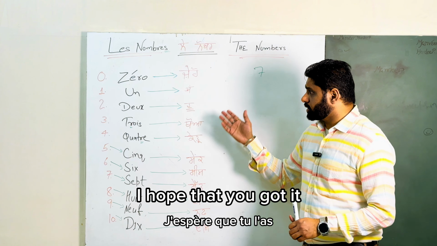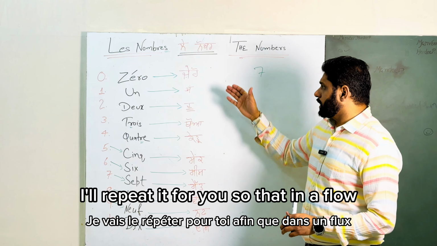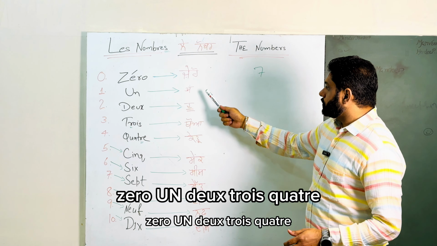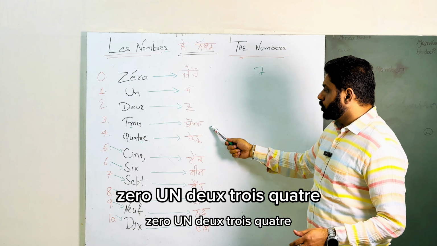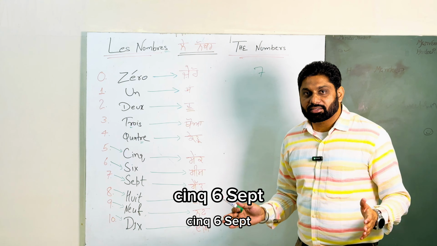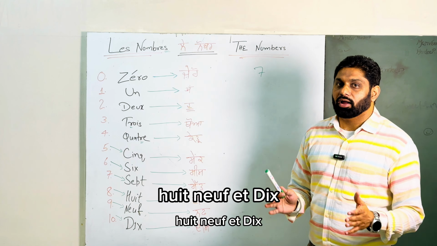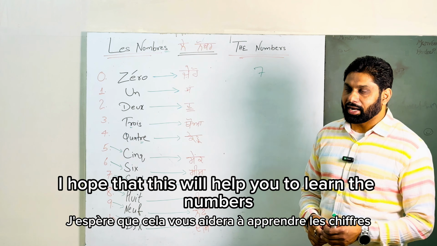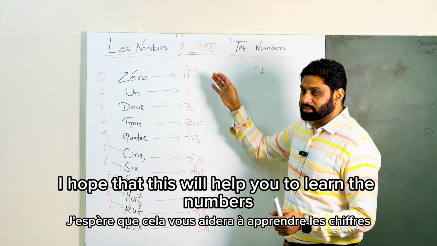I hope that you got it. I'll repeat it for you so that you get it properly in a flow. Zéro, un, deux, trois, quatre, cinq, six, sept, huit, neuf and dix. Got it? I hope that this will help you to learn the numbers easily.